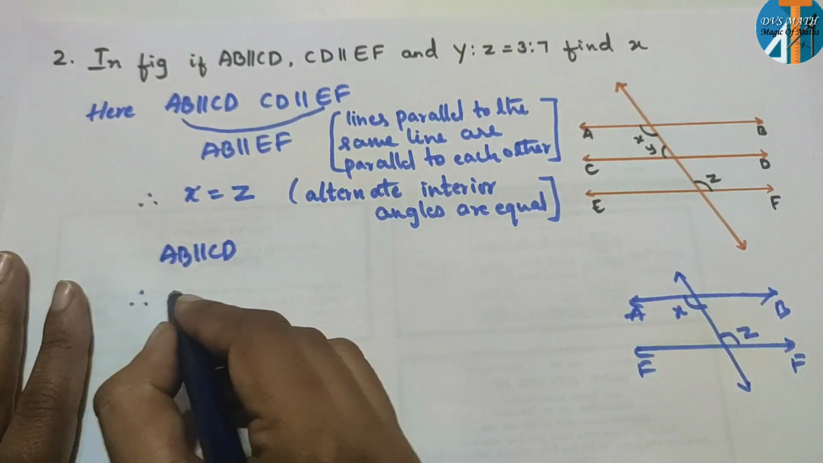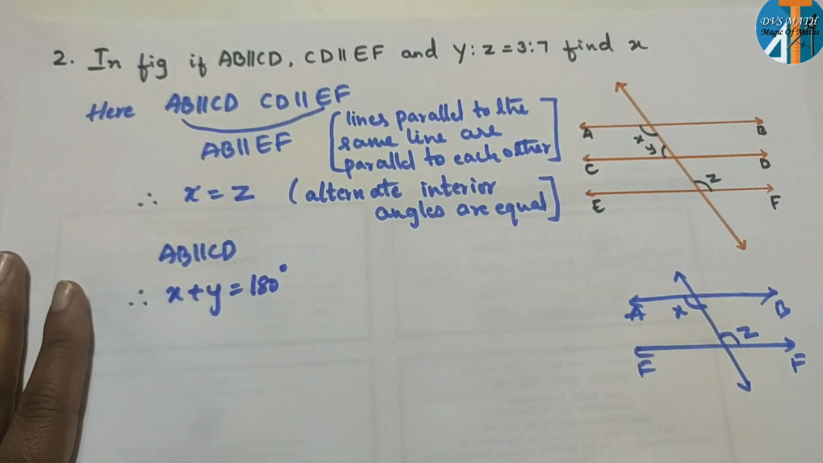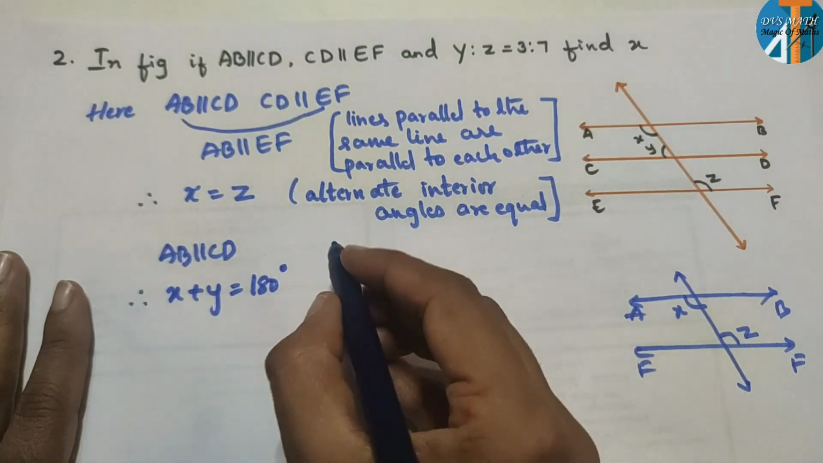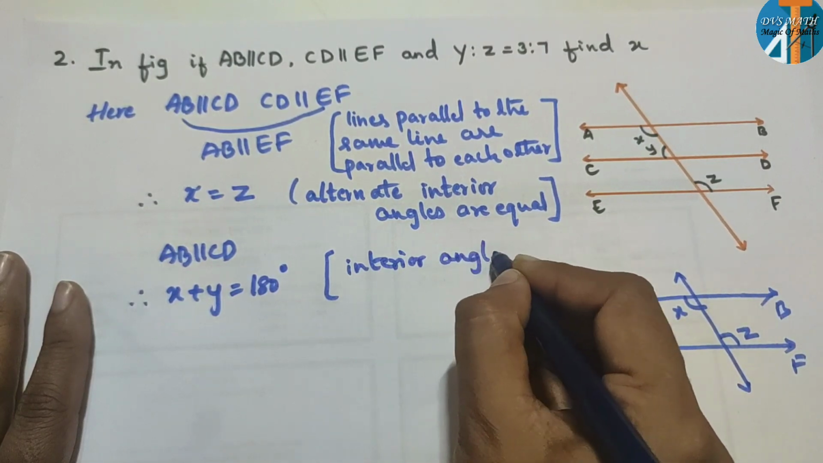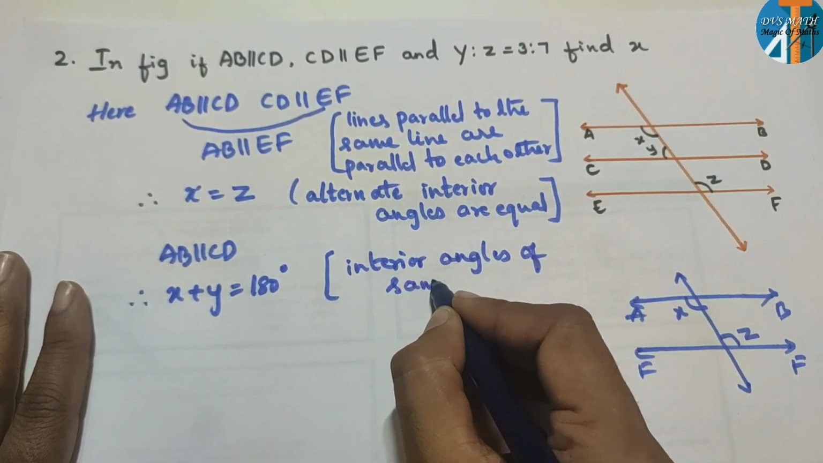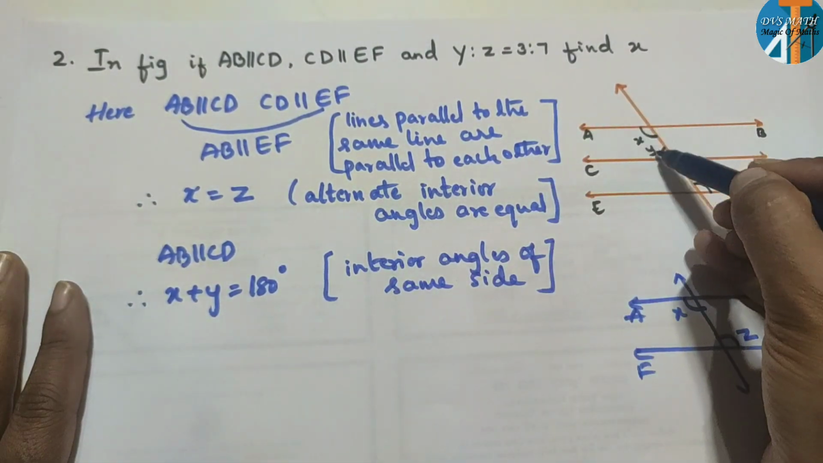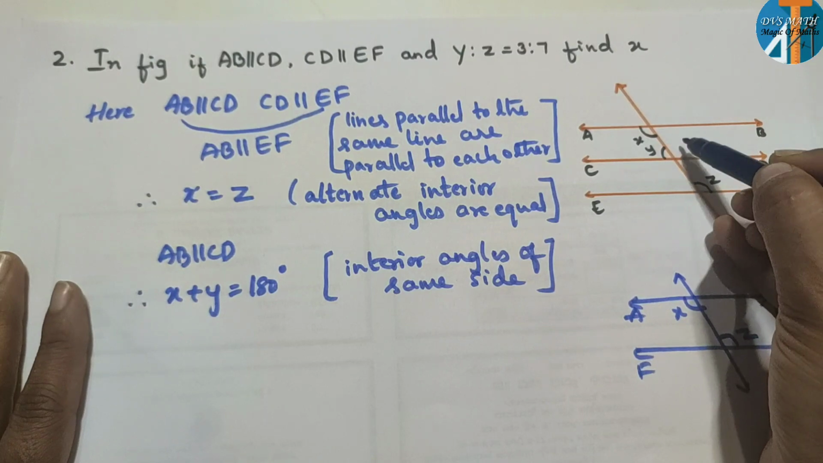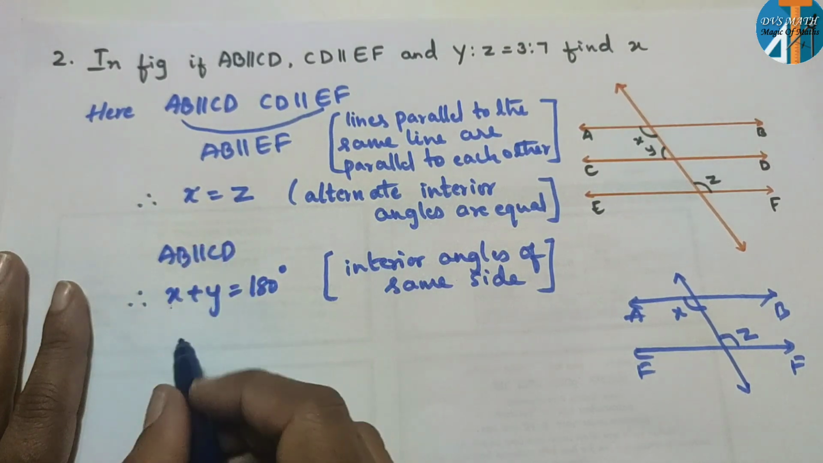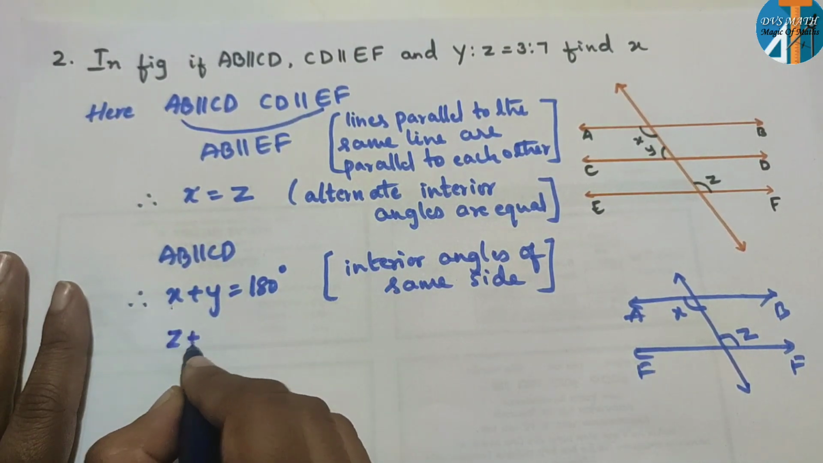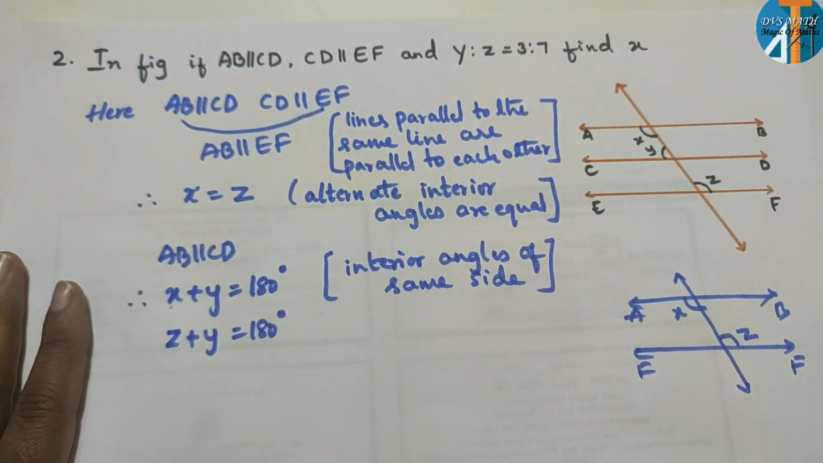Therefore you can write x plus y is equal to 180 degrees, because interior angles on the same side are supplementary. For everything you have to write the reason, okay? But in the place of x, we can write z. So z plus y is equal to 180 degrees.